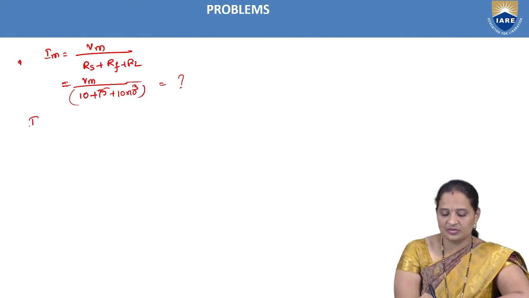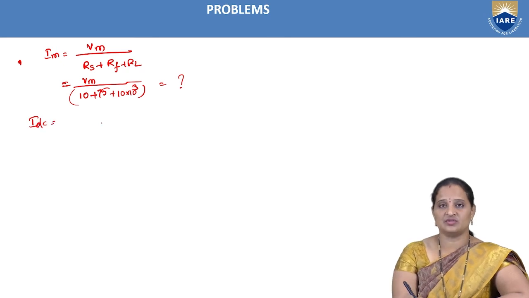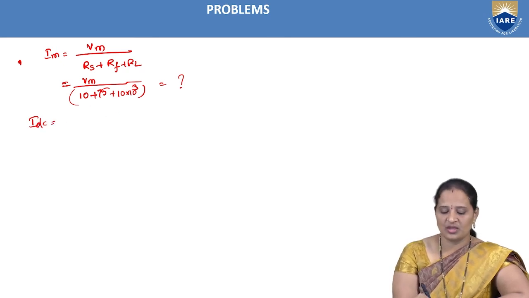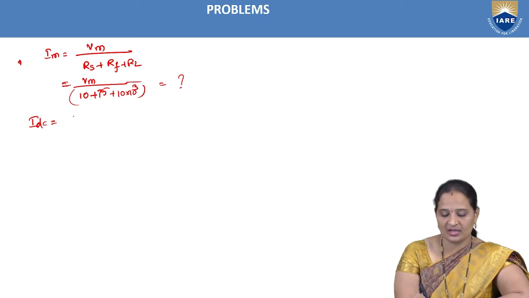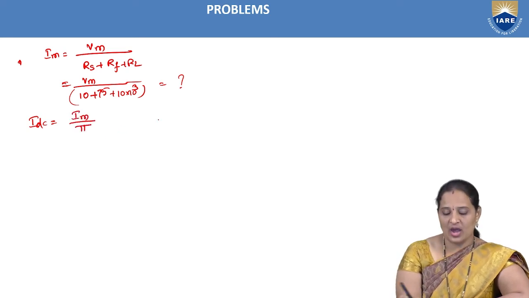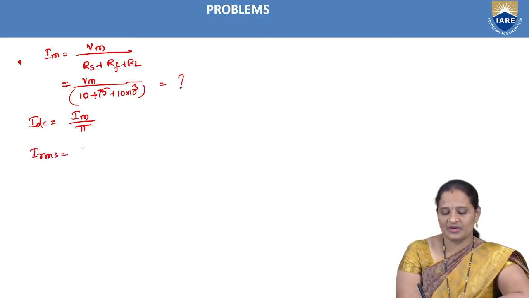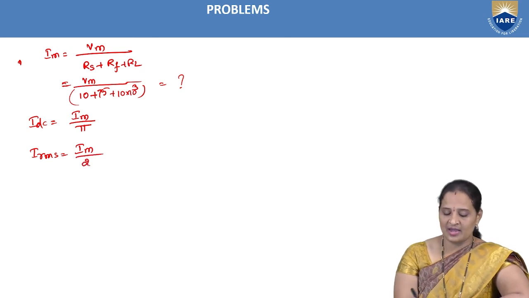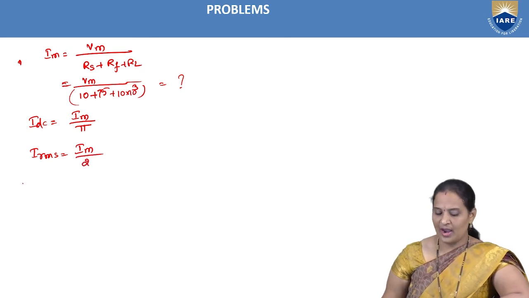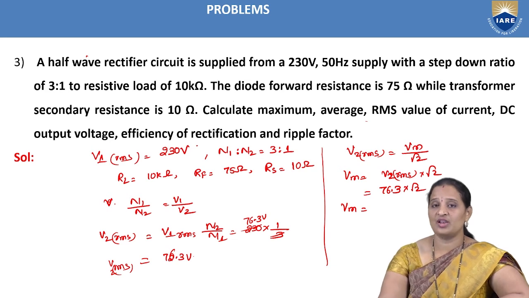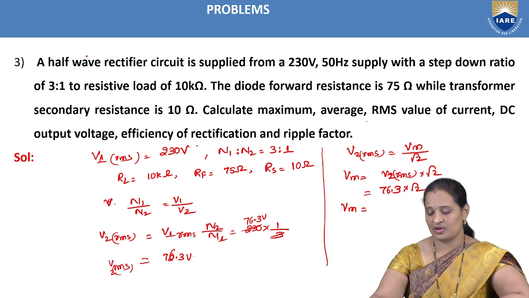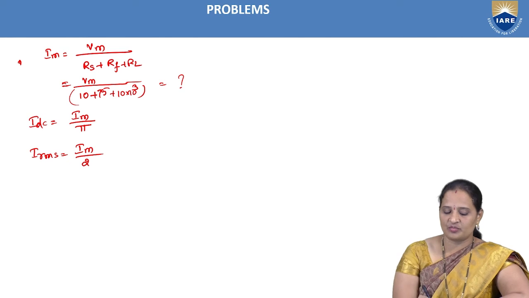Next, coming to the IDC, once you know the Im value, you can easily calculate IDC as Im by pi. Then IRMS is given by Im by 2. So he asked us for the maximum value, RMS value and average value of current, and then the DC output voltage.